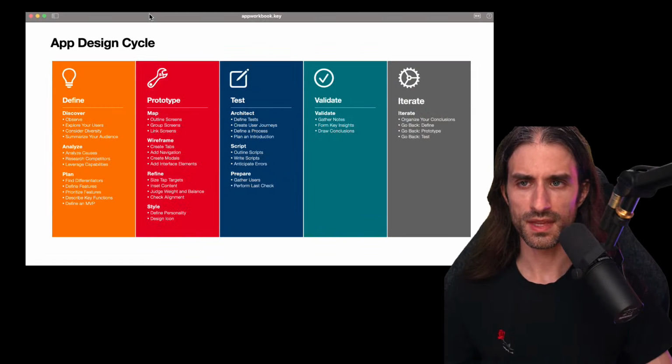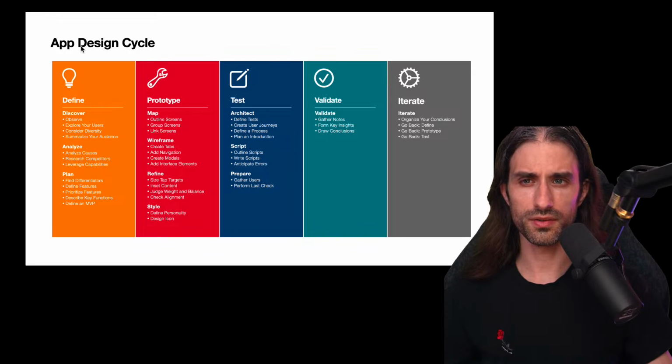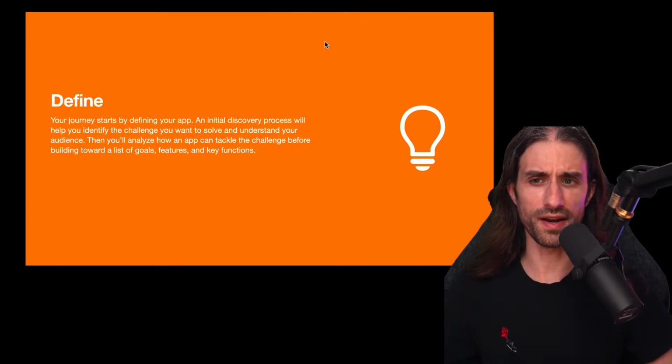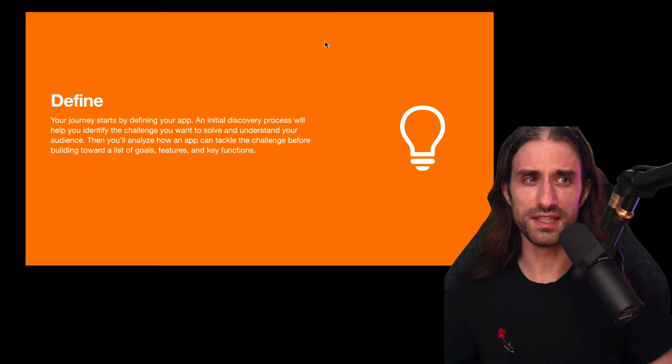All right. So what are the app design cycle steps? Defining, prototyping, testing, validating, and iterating. Okay. Let's start with define. Your journey starts by defining your app. An initial discovery process will help you identify the challenge you want to solve and understand your audience.